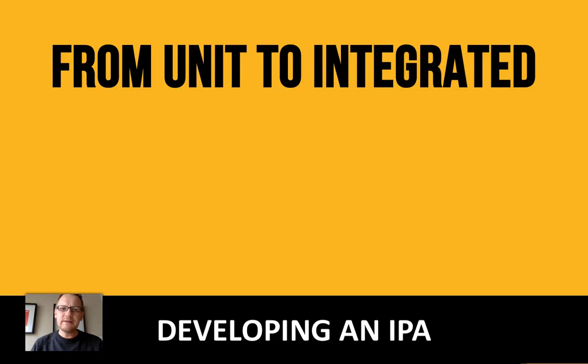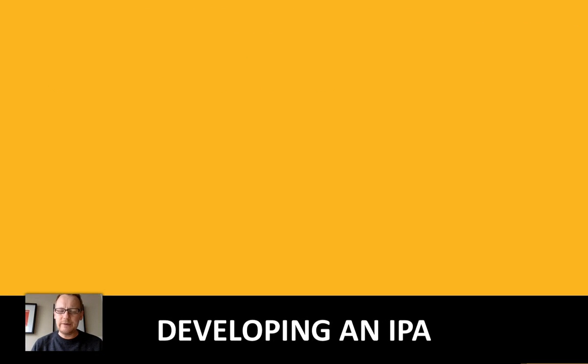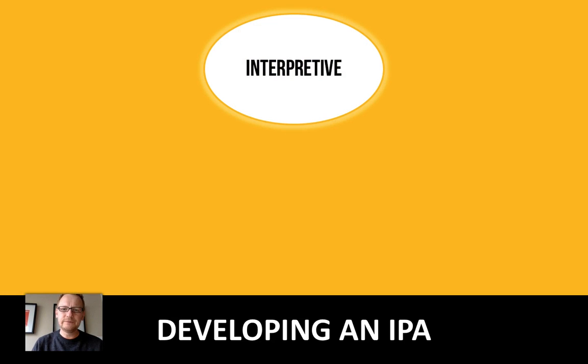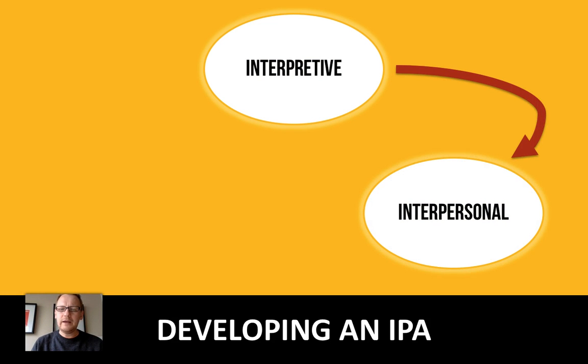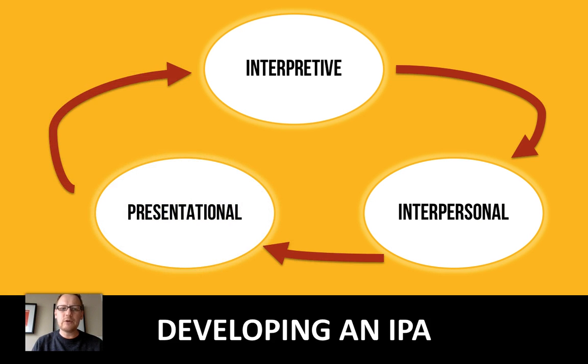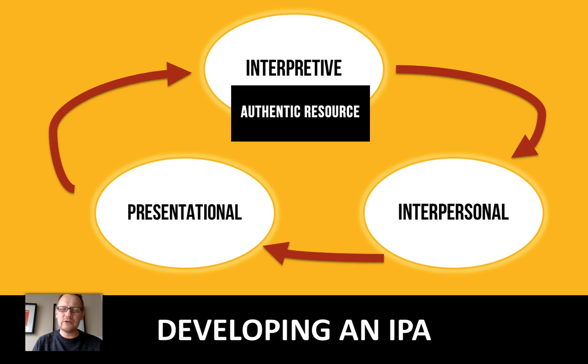So let's talk about how we develop an IPA. It's actually pretty simple. It's an idea where we can integrate all three modes in a logical sequence. So we start with the interpretive mode, and whatever students are doing there will then lead to some kind of interpersonal task, which then leads to a presentational task. And it becomes this circular thing because students receive feedback at every stage of the game.